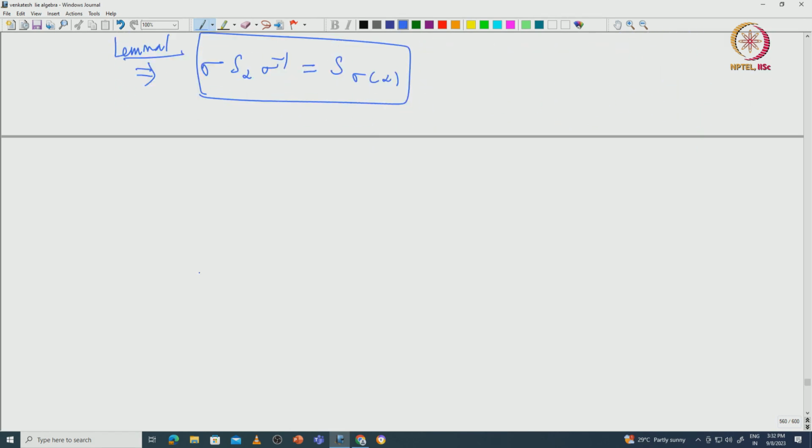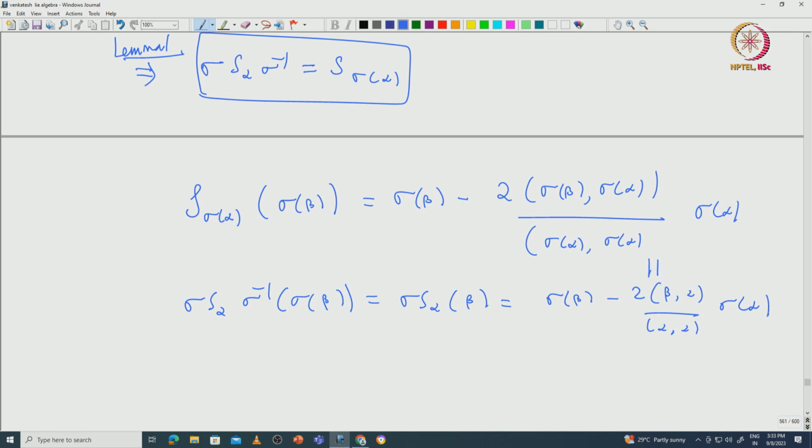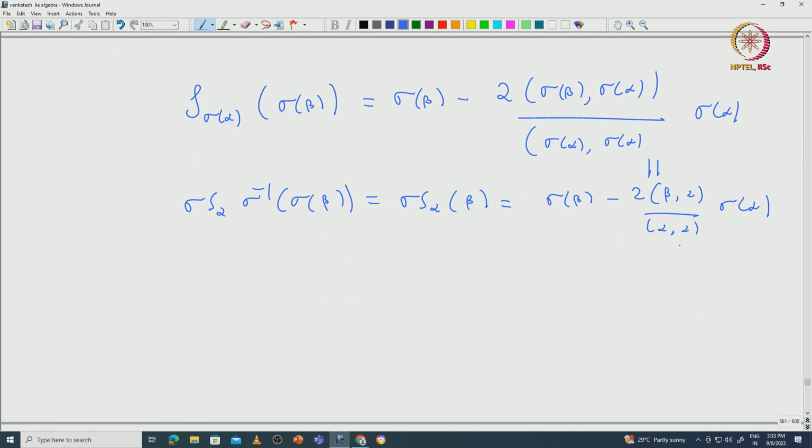Now, using this formula, we have already done some computation. What is S of sigma of alpha applied to sigma of beta? It is sigma of beta minus twice (sigma beta, sigma alpha) divided by (sigma alpha, sigma alpha) times sigma of alpha. Now, if you compute sigma S alpha sigma inverse of sigma of beta, we have seen that this is exactly equal to sigma S alpha of beta, which is given by sigma of beta minus twice (beta, alpha) divided by (alpha, alpha) times sigma of alpha. These two things must be equal, and since this holds for all beta, from that you can conclude that for beta in phi.